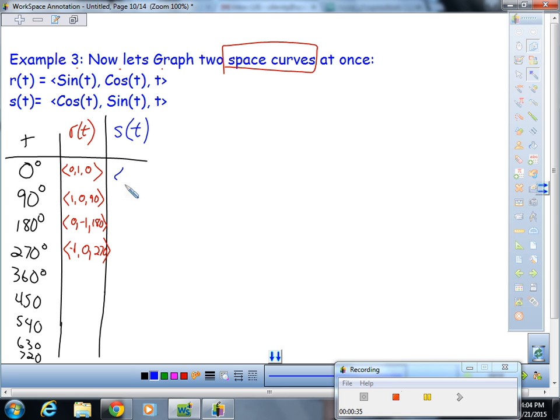Now the blue one. Cosine of 0 is 1, 0, 0. Cosine of 90 is 0, 1, 90, sorry. Cosine of 180 is -1.